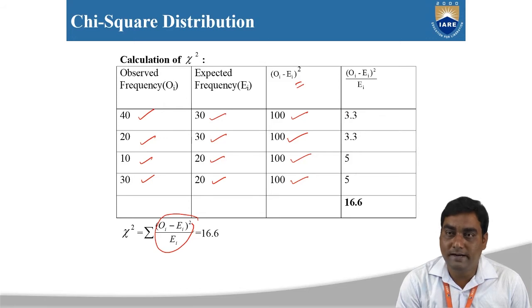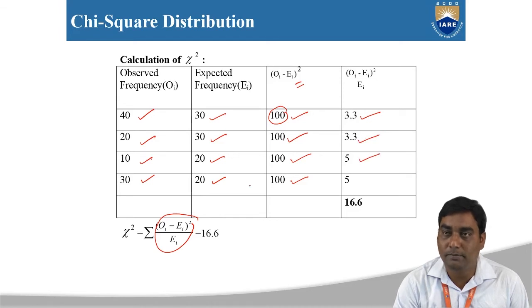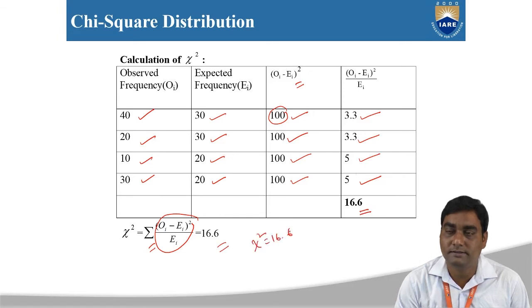Now, (Oi minus Ei) whole square by Ei, that means 100 by 30, which is 3.3, 100 by 30, 3.3, 100 by 25, 100 by 25. These values we got. But in chi-square we have sigma, that means we add all these terms, and we get 16.6. So, chi-square equals 16.6.